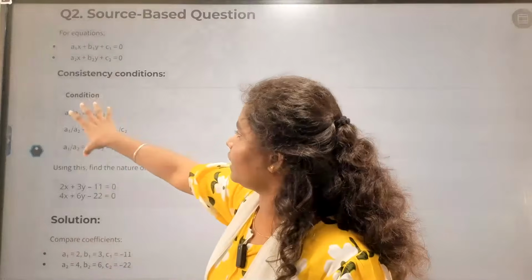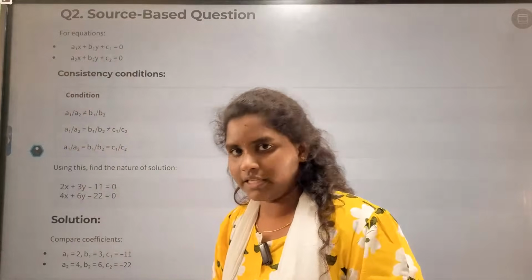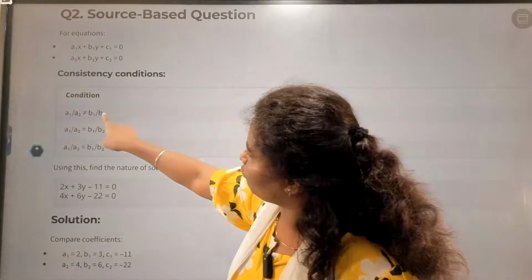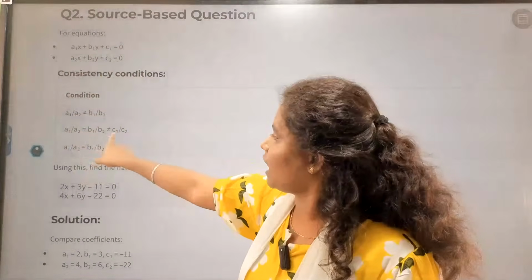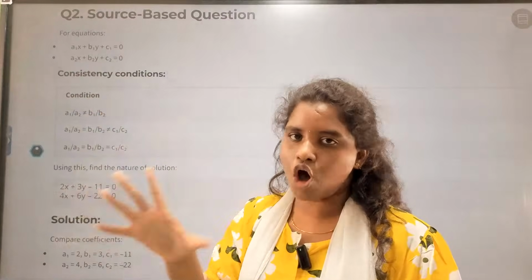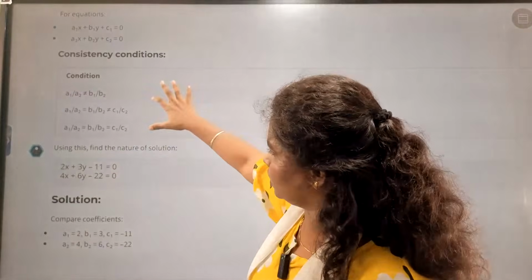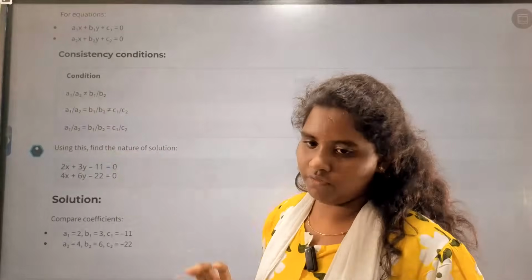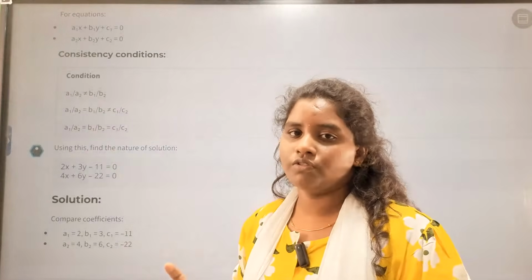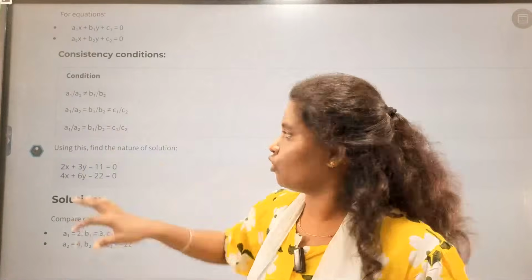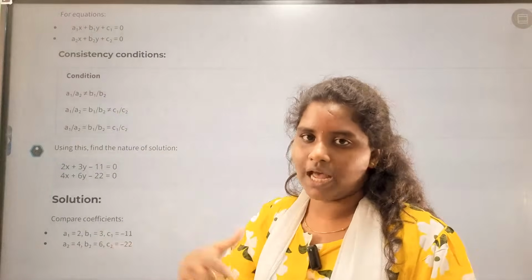So here A1 and A2 represent the coefficients of x, B1 and B2 are the coefficients of y, and C is the constant value. So here we have three conditions. In this, the question is given, we have to find the nature of the root, that is the nature of the solution, which type we have. From the three conditions, we have to check which is satisfied.